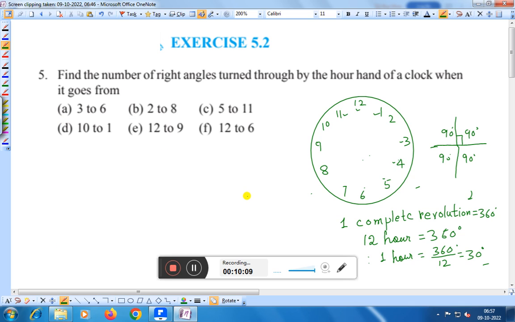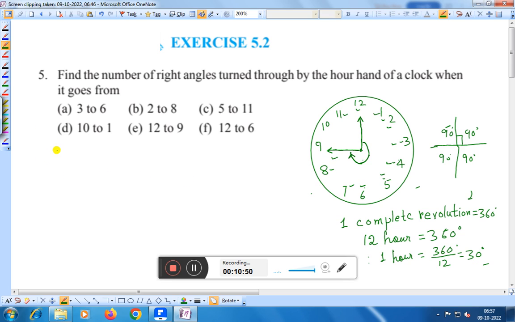12 to 9. Here you see, this is the center of the clock. And 12 to 9. This is 12. But we are going clockwise in this way. Right? This is 9, and going in the clockwise direction. You count how many hours? That is 1, 2, 3, 4, 5, 6, 7, 8, 9 hours.